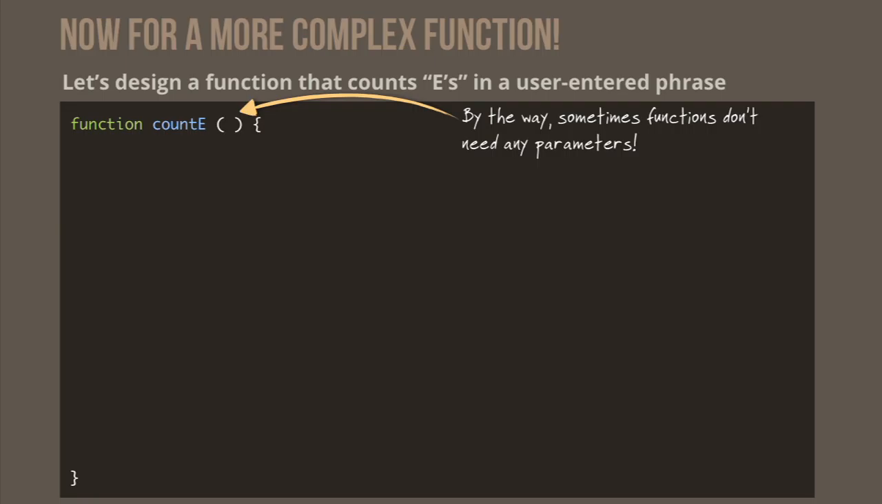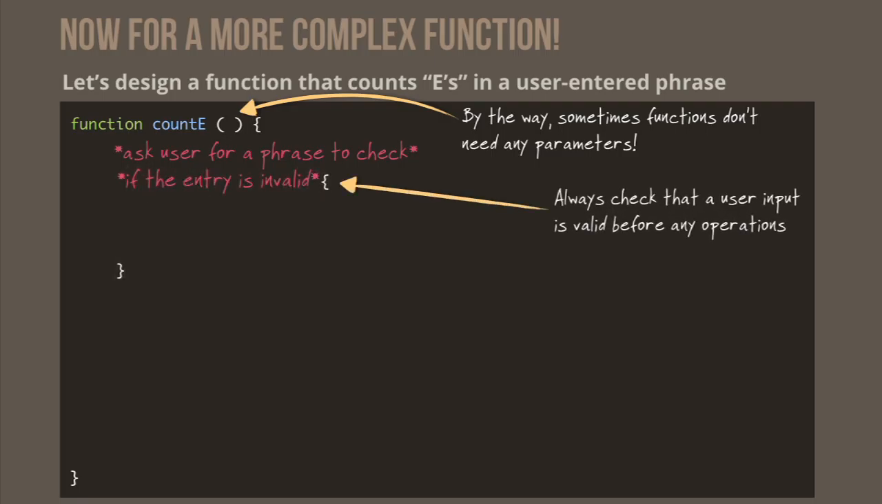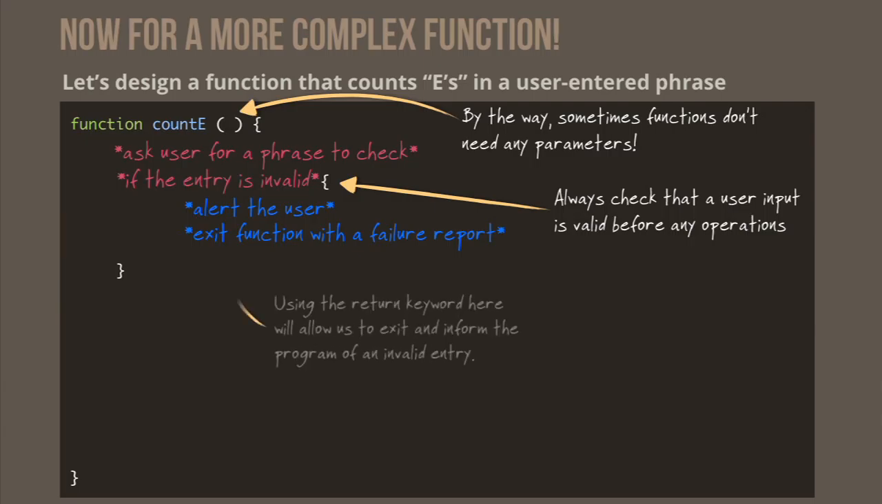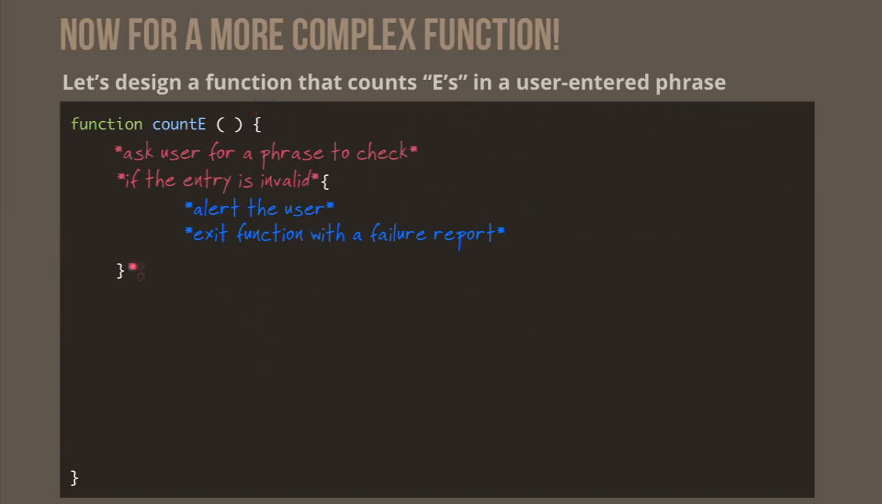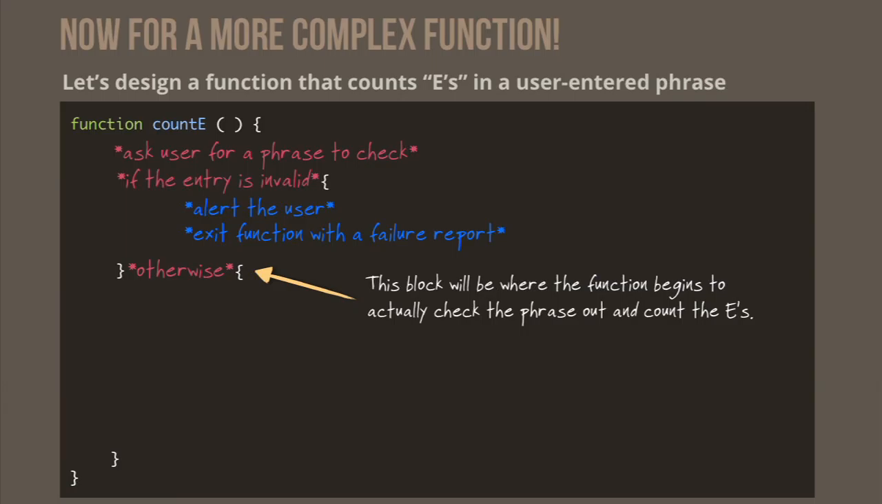The first thing we'll do in our function is ask the user for a phrase to check. And then, if that particular entry is invalid, the first thing we'll do is alert the user, and then we would exit the function with a failure report. As you know, we'll exit the function by using the return keyword. Otherwise, if the entry is valid, we'll go ahead and start counting the e's inside the user's phrase.